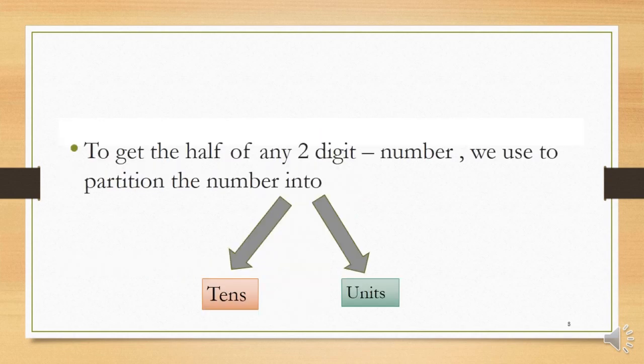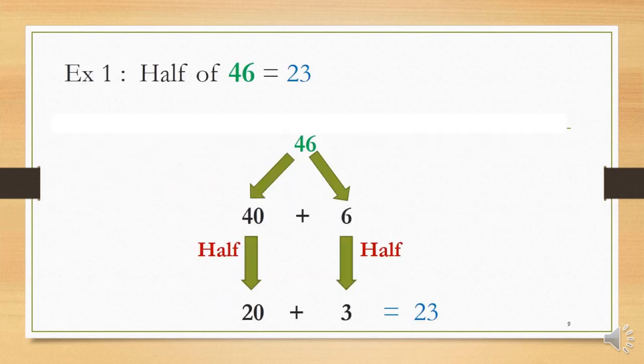What about if I want to have a 2-digit number? First, I'm going to use the partitioning for this number into tens and units. I'm going to half the tens, then half the units, then add them together.